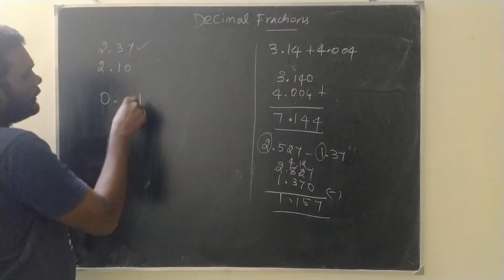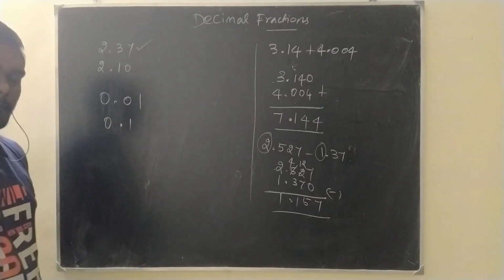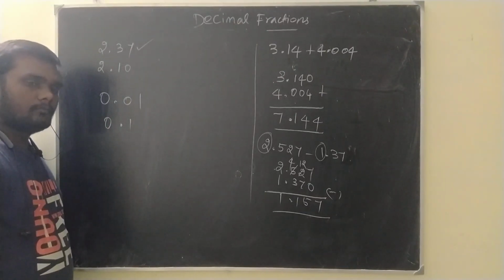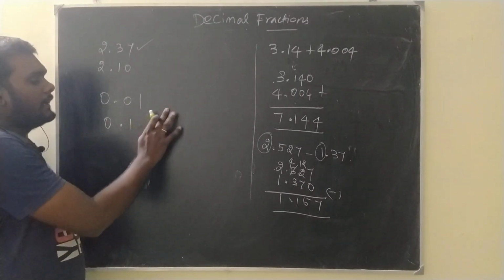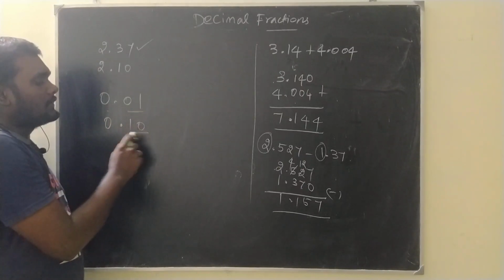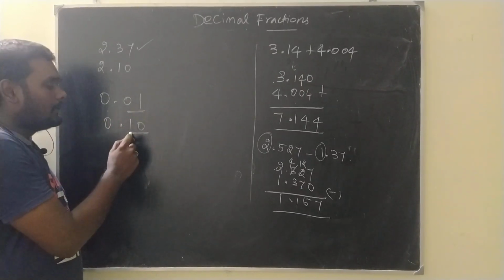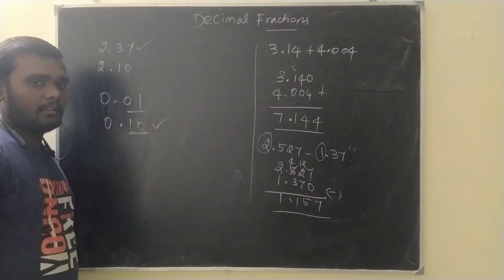Now is 0.01 greater or 0.1 greater? 0.1 is greater, because when you make them like decimals, this is 1 and this is 10. If you compare these two, this is considered as 1 and this is 10. Which is greater? This is greater.